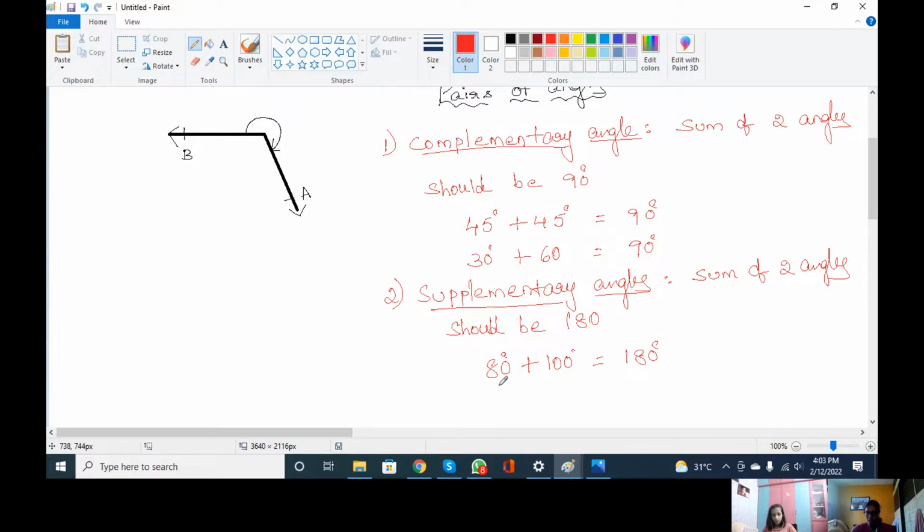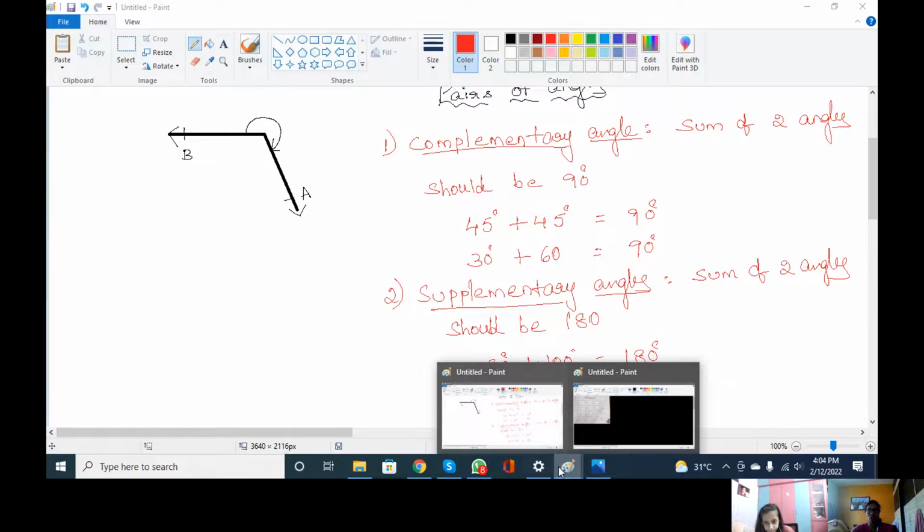And 90 degrees, 90 degrees, both together equal 180 degrees. So 90 and 90 are two supplementary angles. If we add two angles and get 90 degrees, they are called complementary. When we add two angles and get 180 degrees, they are called supplementary angles. Is it clear? Yes, ma'am.